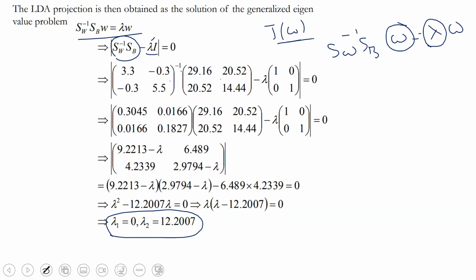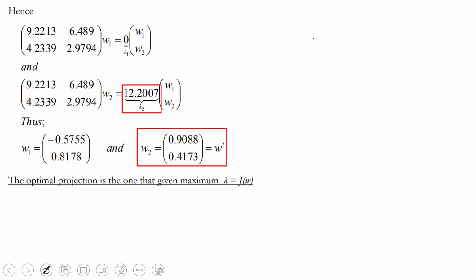That is what we have done for PCA as well. In PCA, we arranged the eigenvalues in descending order, and the eigenvector corresponding to the highest eigenvalue would be principal component one. In a similar way, we calculated the eigenvectors for 0 and the other eigenvalue. When the eigenvalue is 12.207, this is the eigenvector. For optimization, we have to take the highest eigenvalue, so the eigenvector would be this one. The optimal projection is the one that gives maximum lambda, which is equal to J of W. So we have to take the largest eigenvalue.